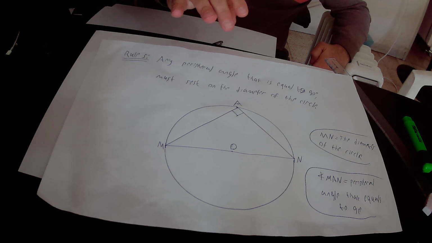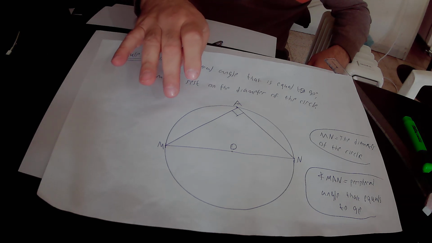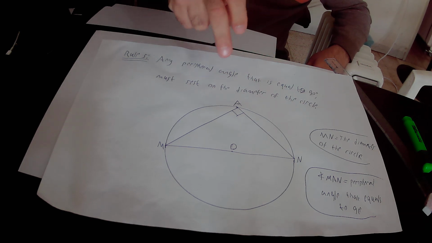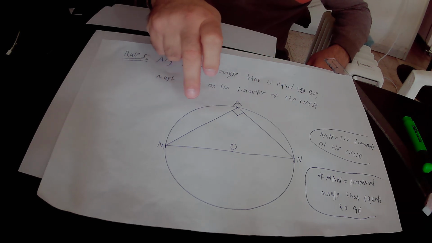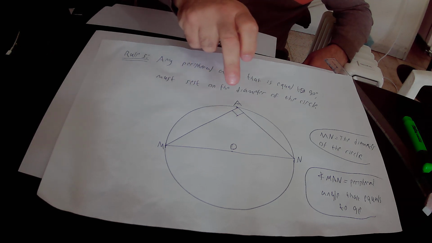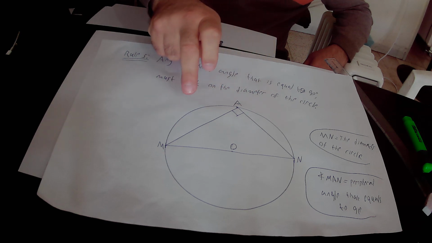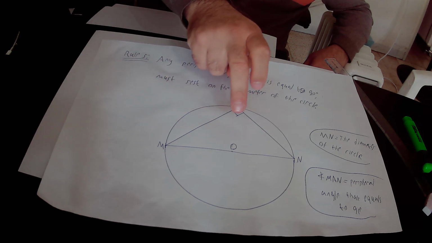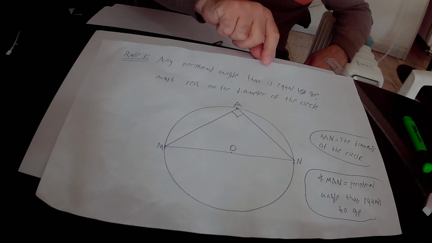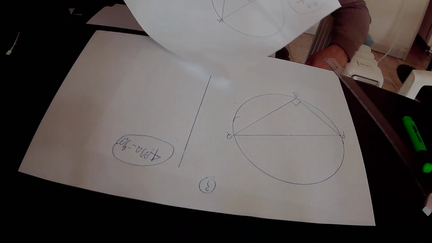So in conclusion, you can say that because of the fact that peripheral angle MAN is a right angle, it must be subtended on the diameter of the circle. You can see here that peripheral angle MAN is subtended on the chord MN, that is the diameter of the circle. So you can actually implement rule number 5 in our drawing.